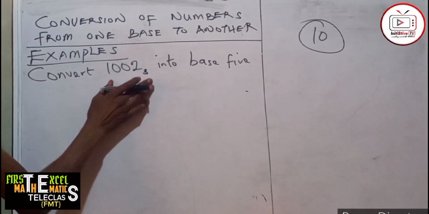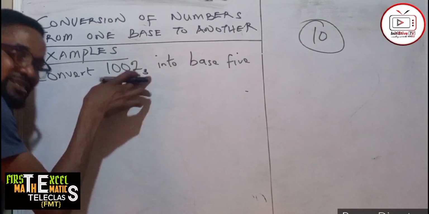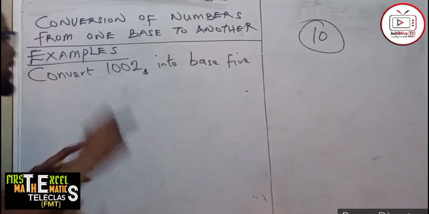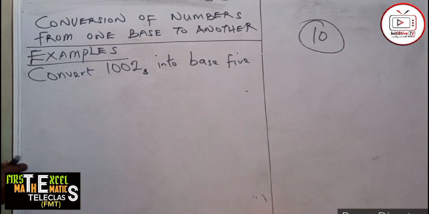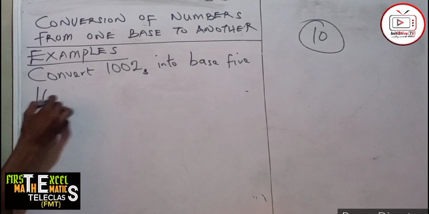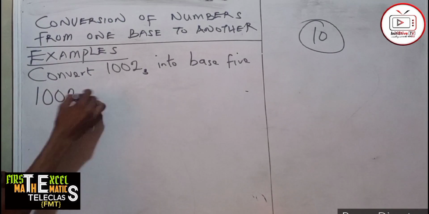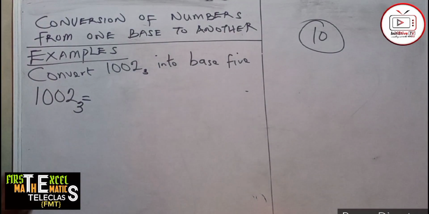I repeat myself: convert this one that is in another base to base 10 before converting to base 5. Now I have 1, 0, 0, 2 in base 3. Let's convert it to base 10. Remember I gave you 3 methods, but let's use one of them and see how it goes.